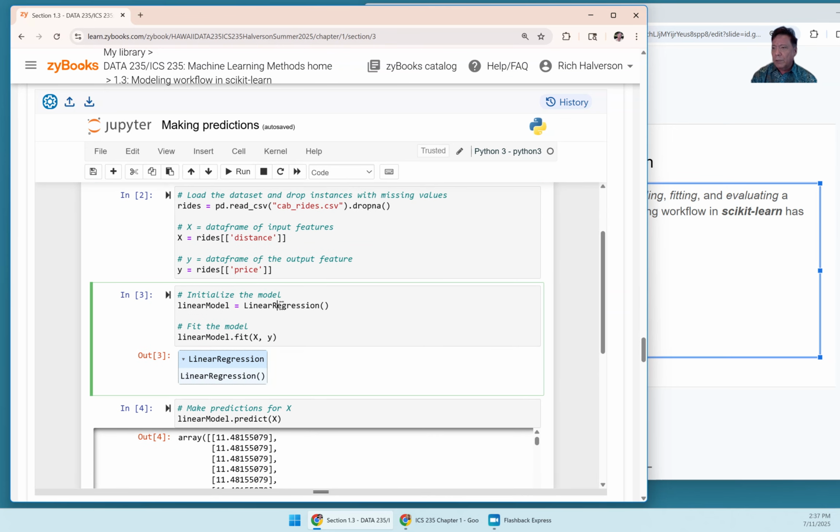So here this initializes the model. We're going to call our model the linear model. This is a Python statement. We're creating an instance of a class, I guess, a new object, and we're using this estimator. And then this is the step where we fit the model. This is the input, the X, and this is the output.